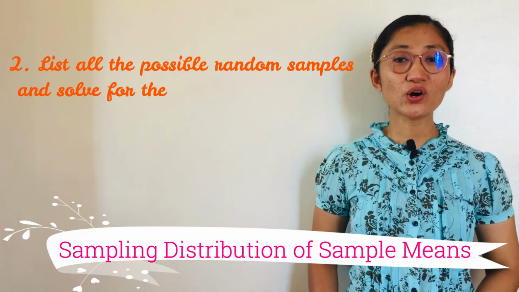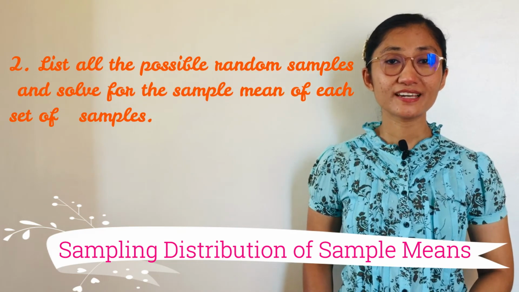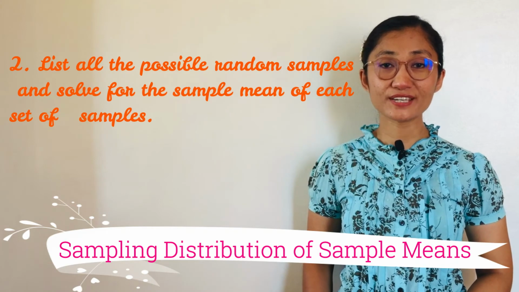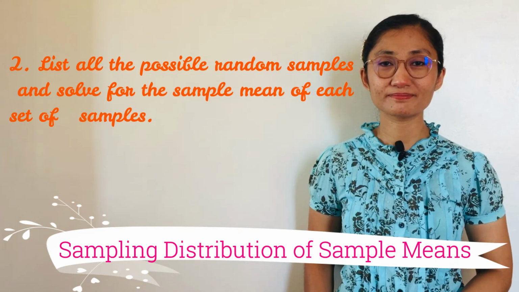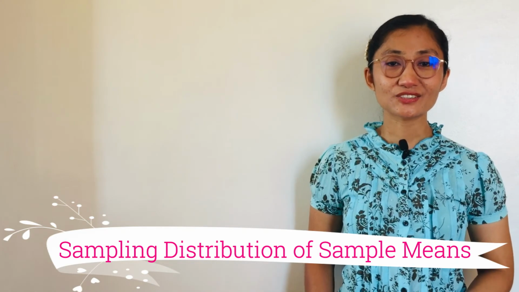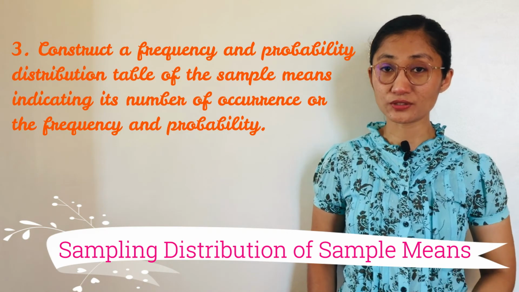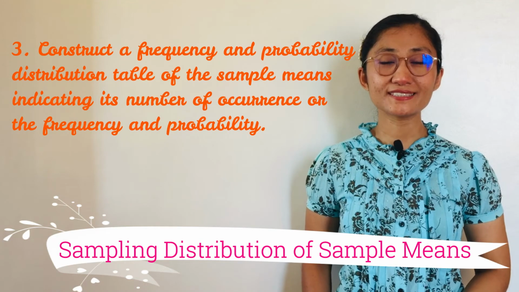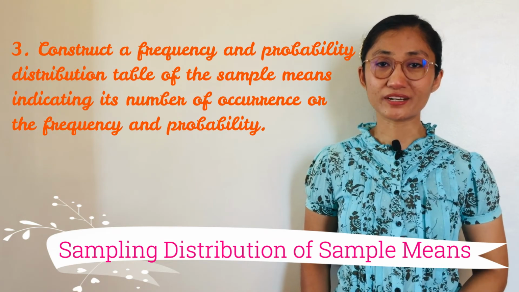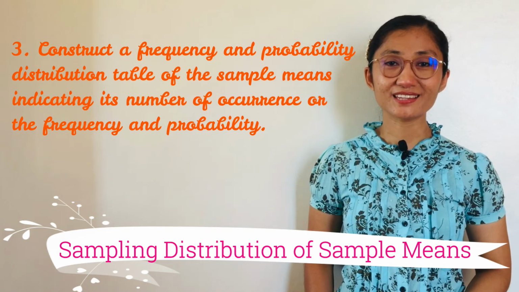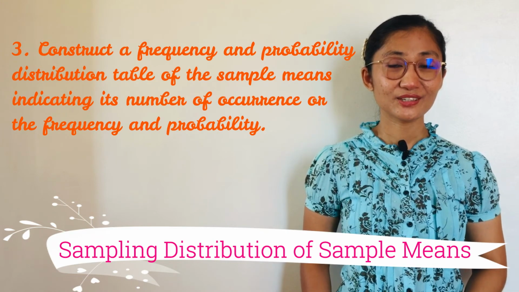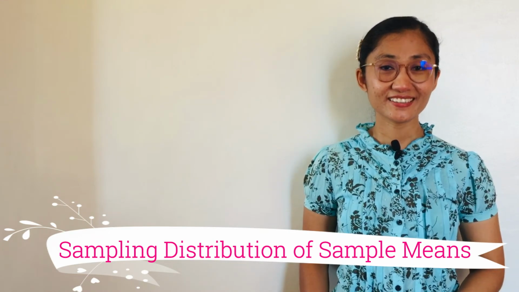Second, list all the possible random samples and solve for the sample mean of each set of samples. Third, construct a frequency and probability distribution table of the sample means indicating its number of occurrence or the frequency and probability. You'll understand this better in the example.